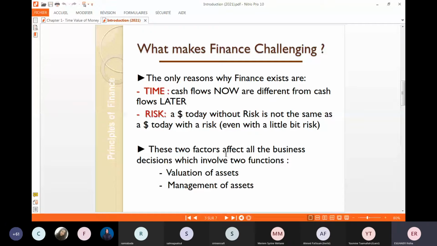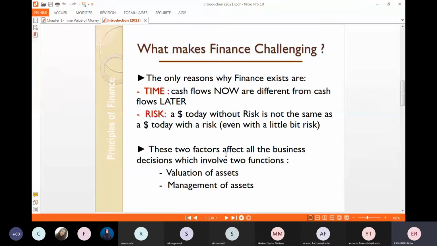The second factor is the risk. And because of it, a dollar today without risk, meaning a certain dollar today, is not the same as a dollar today with risk. And we will come back to this factor later. We will see how to assess or to measure the risk, how the risk affects the decisions, and how to manage it, if you want.